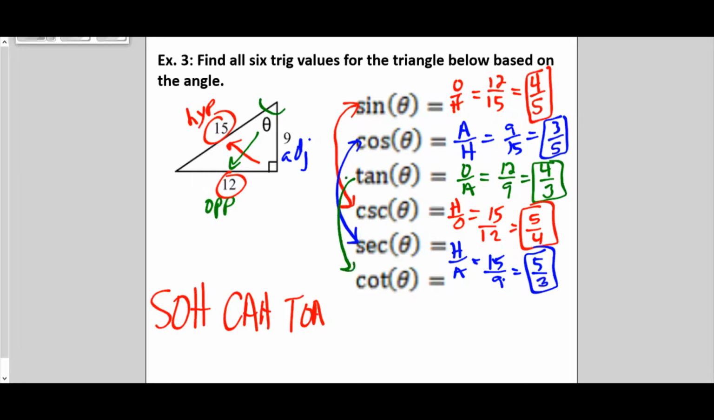Tangent and cotangent. So the cotangent and tangent are related because cotangent is the reciprocal of tangent. It's adjacent over opposite. So my adjacent is 9, and my opposite is 12.